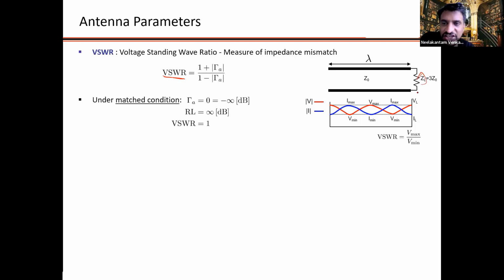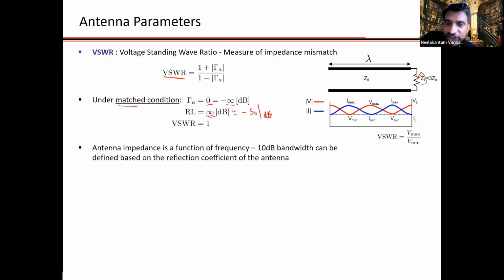So when there is a match condition, when the antenna is matched, the reflection is very close to 0. In terms of dB, it's negative infinity dB. That means a negative very low value. The S11 is very low. The return loss is infinite. Return loss is the negative of S11 in dB. And then you have VSWR, which is equal to 1, meaning it's a perfect match. If there's a mismatch, VSWR will be a big number.